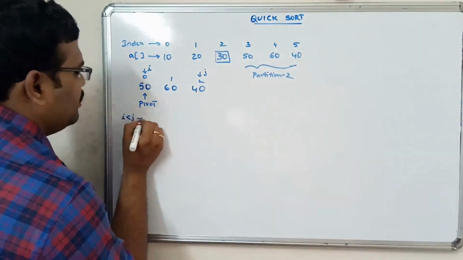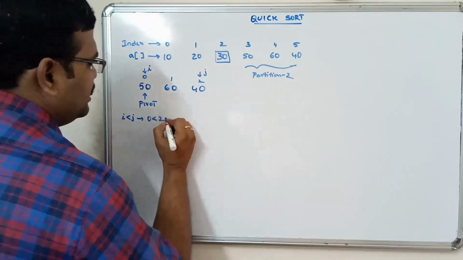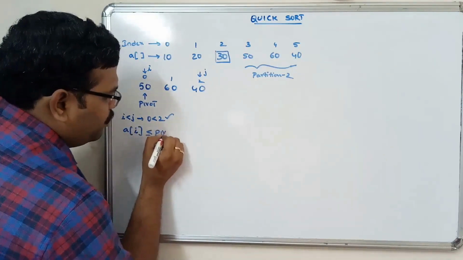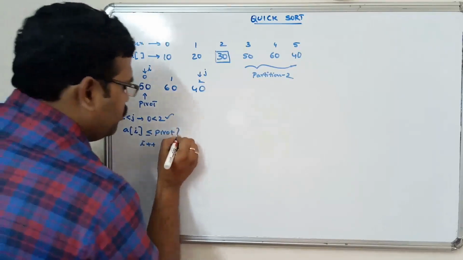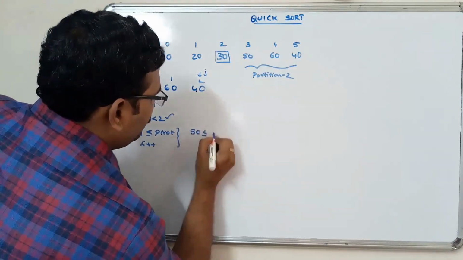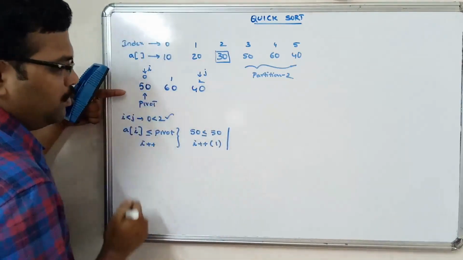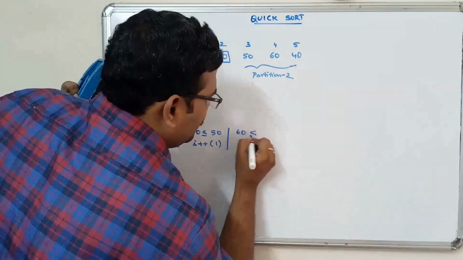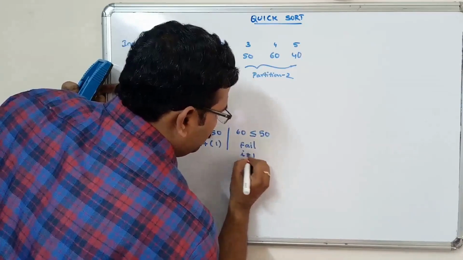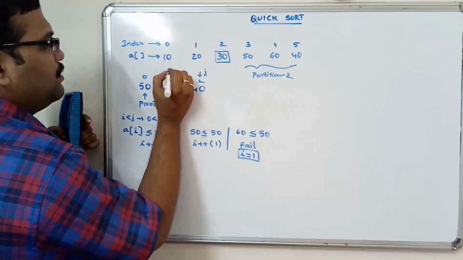So I less than J, that is 0 less than 2. So this condition is true, then A of I less than or equal to pivot, I plus plus. So keep on doing all these things. So A of I, that means 50 less than or equal to 50, I plus plus, that means I becomes 1, initially 0. Next, 60 less than or equal to 50 fails at I is equal to 1. So now I becomes here.